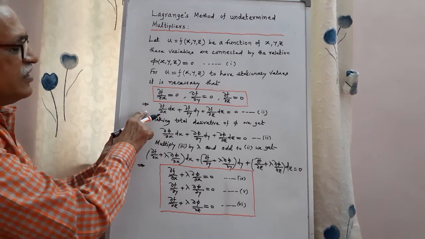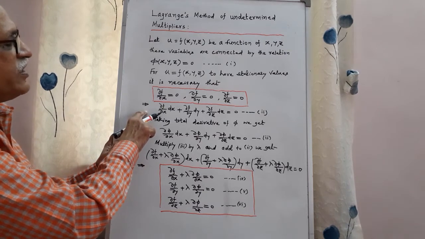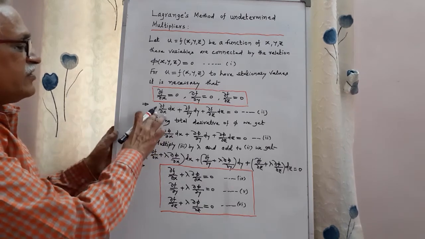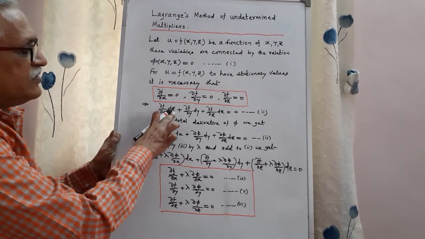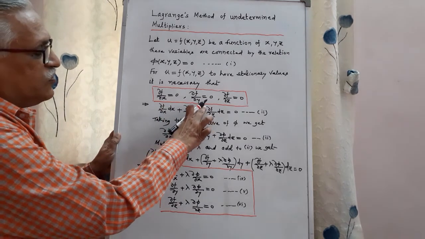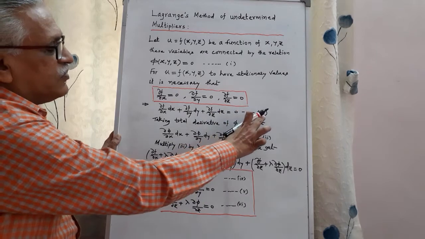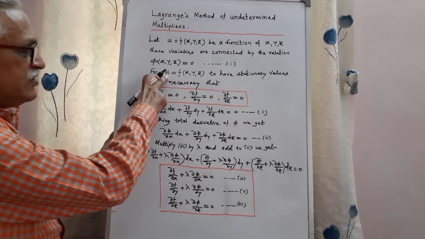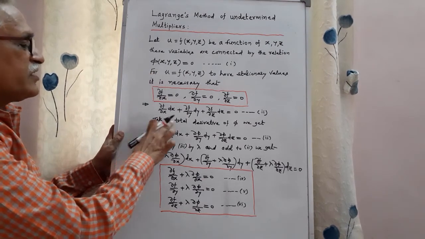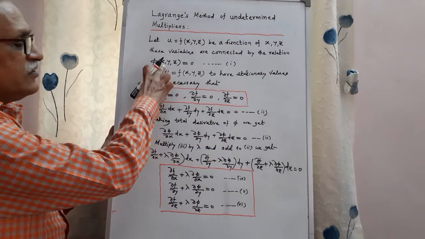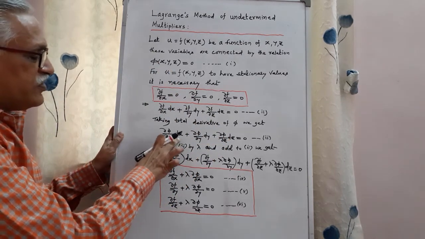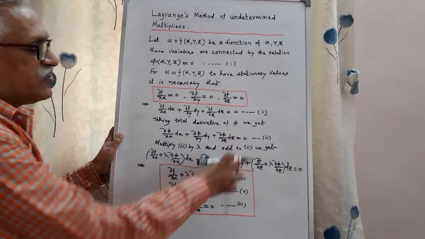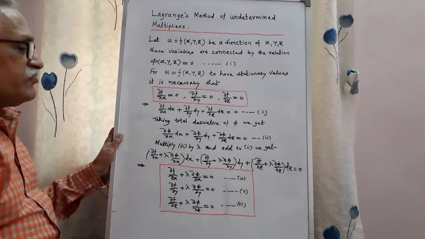It implies that if you find the total derivative of f with respect to x, y, z, we get dou f by dou x into dx, plus dou f by dou y into dy, plus dou f by dou z into dz equals 0. We call this equation 2. This is the total derivative of that function f. Similarly, taking the total derivative of phi, we get dou phi by dou x into dx, plus dou phi by dou y into dy, plus dou phi by dou z into dz equals 0. We call this equation 3.